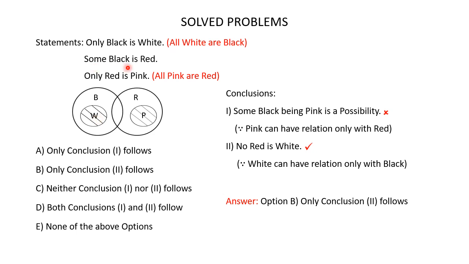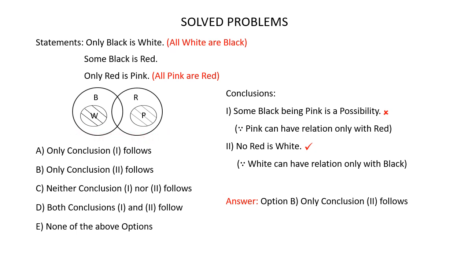Some black is red. This means there has to be a partial overlap between black and red in the Venn diagram. Only red is pink. Now you know that only red is pink is nothing but all pink are red. So in the Venn diagram, all pink has to be inside red. Shade the circle for pink to show that pink can have a relation with only red. Now this is the basic Venn diagram for the given statements.